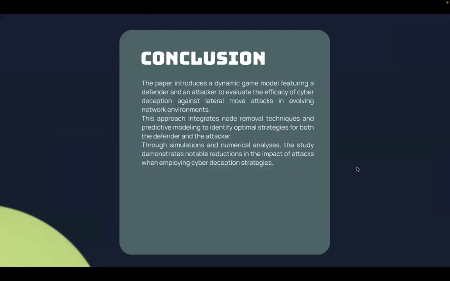In this paper, they presented a dynamic game model involving a defender and an attacker to assess the effectiveness of cyber deception against lateral move attacks amidst network changes. The approach incorporates node removal and predictive modeling to determine optimal strategies, showing reductions in attack impact across various network scenarios, including larger networks.